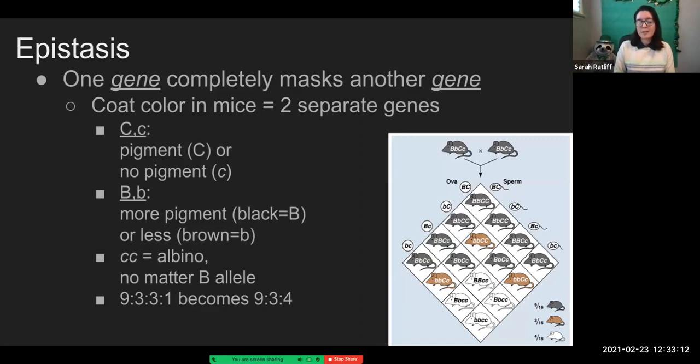All right, what does this mean? Let's take a look. So here in our first example, we have a capital B and a capital C. So we're going to look at the C's first to determine whether or not our mouse is going to have a color in its coat.